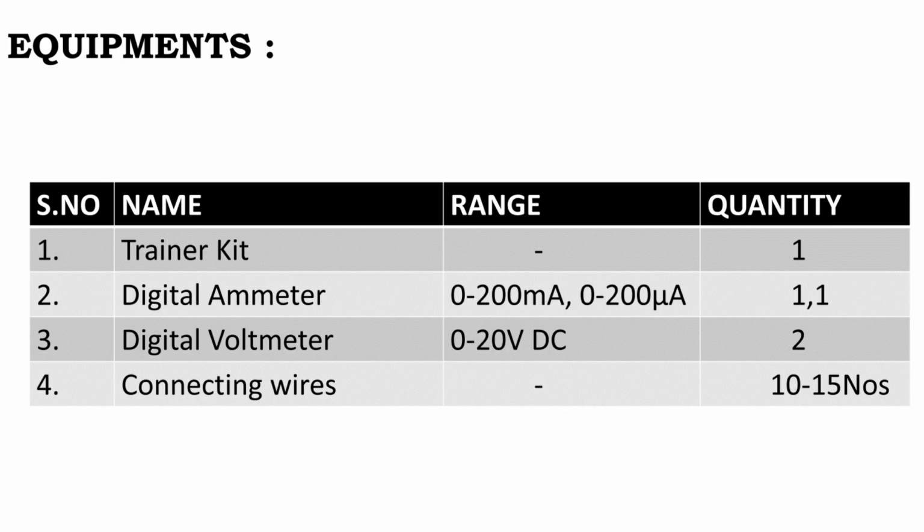Equipment required: trainer kit, 1 number; digital ammeter of 0 to 200 milliamperes, 1 number, and 0 to 200 microamperes, 1 number, one for input and one for output. For input, 0 to 200 microamperes, whereas for output, 0 to 200 milliamperes. Digital voltmeter of 0 to 20 volts or 0 to 30 volts, one for input and one for output, and connecting wires.